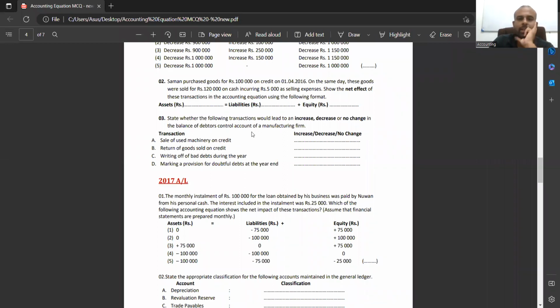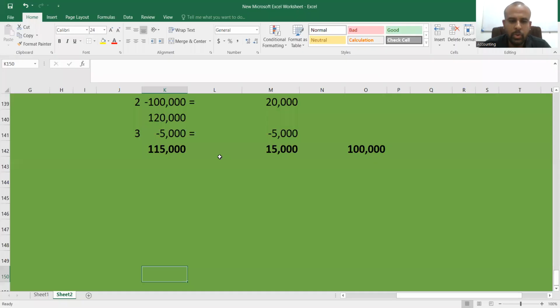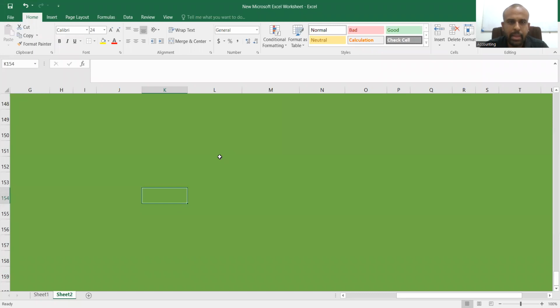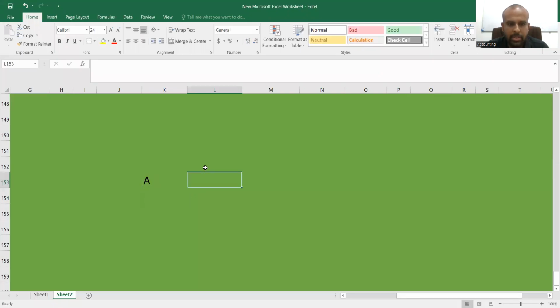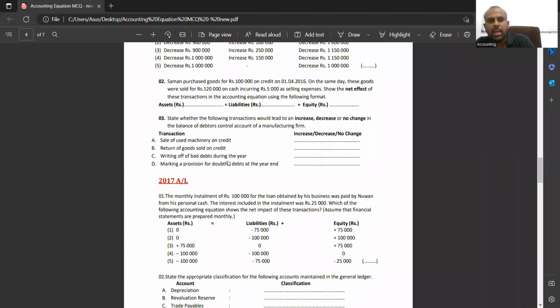State whether the following transaction would lead to an increase, decrease, or no change in the balance of the debtors control account. We'll see the effect on the debtors due to all these transactions. There are 4 transactions. You need to mention whether it is increase, decrease, or no change. What is the first one? The sale of used machinery on credit.